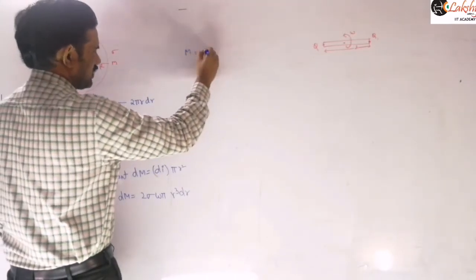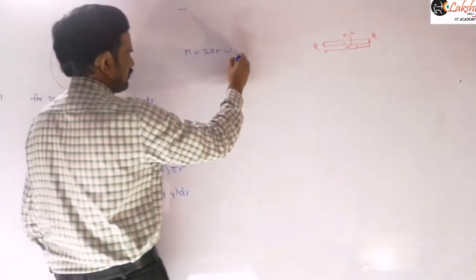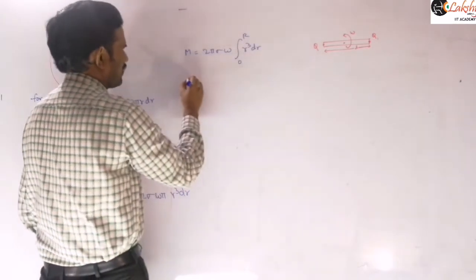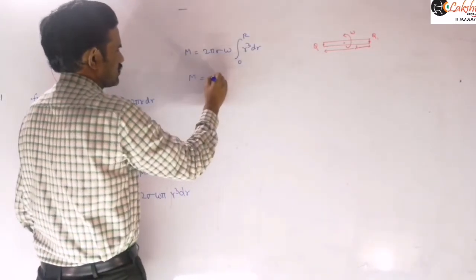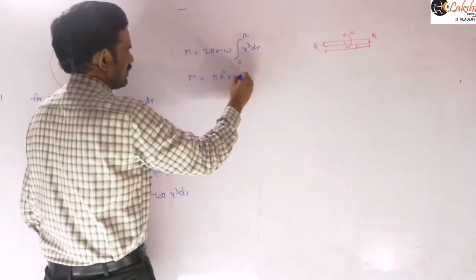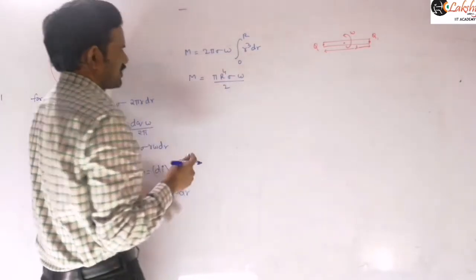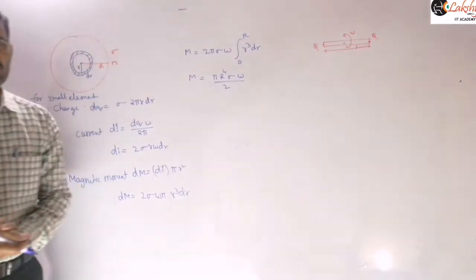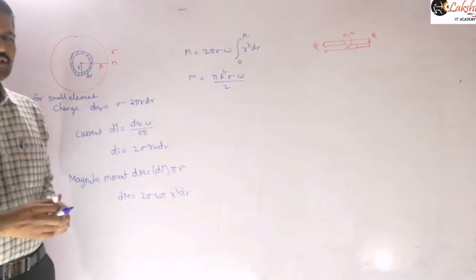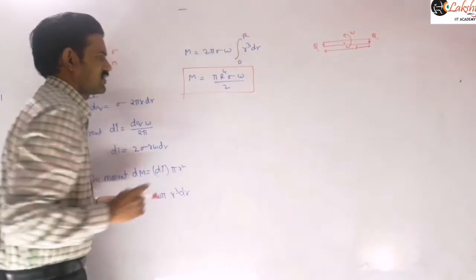Therefore, this total magnetic moment will be 2 pi sigma omega into the integral of r cube dr, from 0 to capital R. So that means now it is pi r power 4 sigma into omega by 2. Actually 4 you will get there, r power 4 by 4, and in that I am cancelling that 2 here. So this is the magnetic moment in terms of the surface charge density, right?